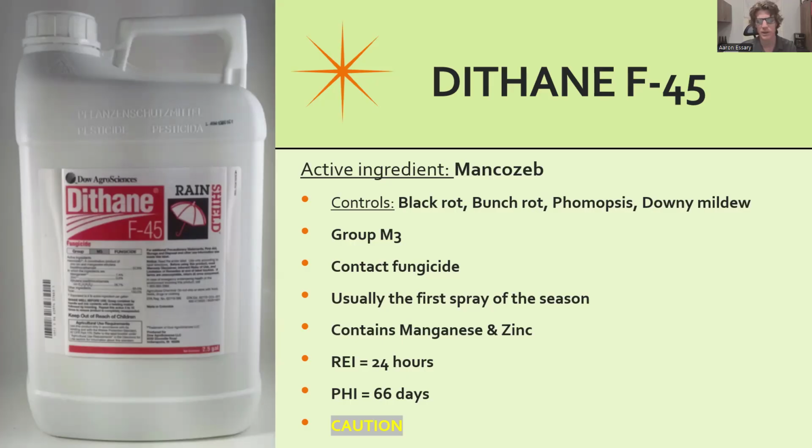And then it also contains manganese and zinc. If you read on the label, maybe that's used for a chelating agent with the mancozeb, but it has a little bit of manganese and zinc in there too. So when you apply Dithane, you're applying a little bit of manganese and zinc. Dithane F45, I use it every year.